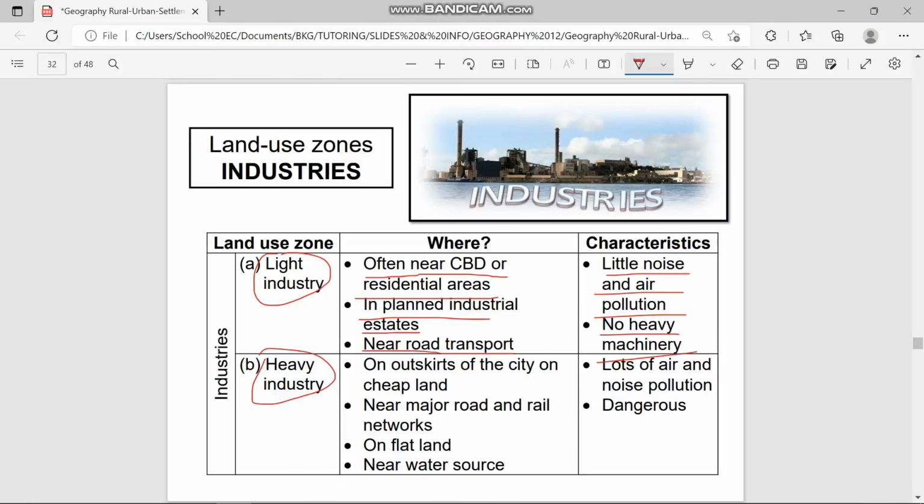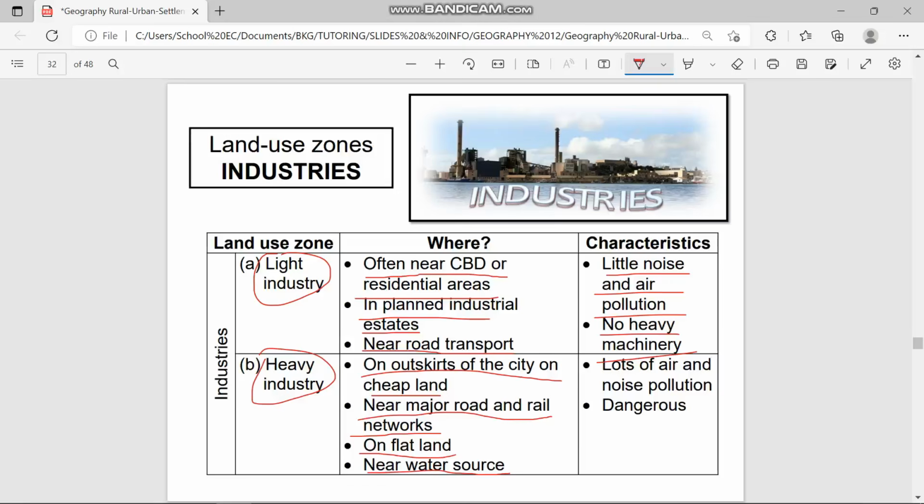But heavy industries are found on the outskirts of the city, on cheap land, because they are big. You must build them on cheap land because they cover a large area. If you build them in an expensive area, you will pay much money because they require a large amount of land. They are near major road and railway networks to easily transport the goods being manufactured. They are on flat land because they are big, and they also need water, so they must be near a river or a dam.